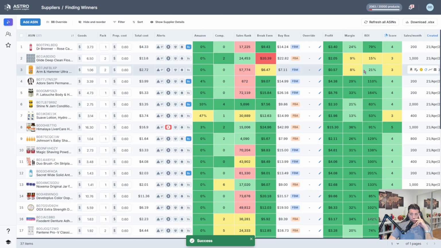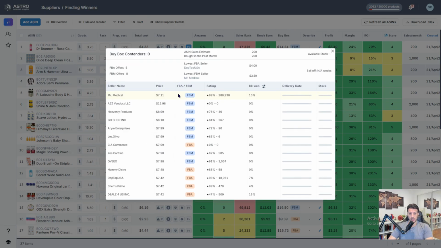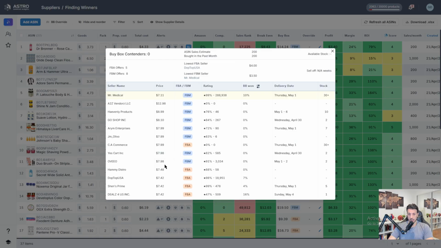21% ROI, but the current seller is an FBM seller. So let's see if we can price above them. $7.11 is the lowest FBM seller. $7.99 and $7.48 are some of the FBA sellers. So I think we have to price at $7.42.